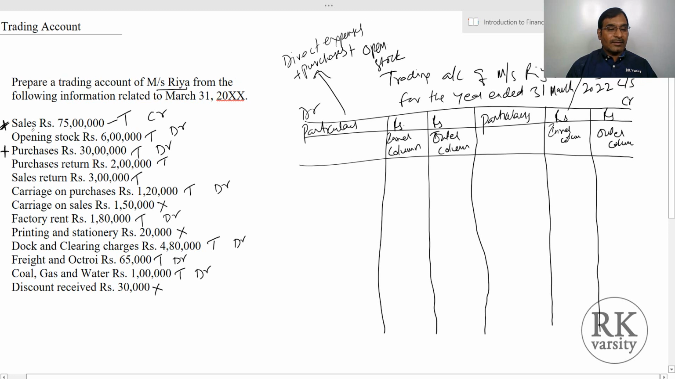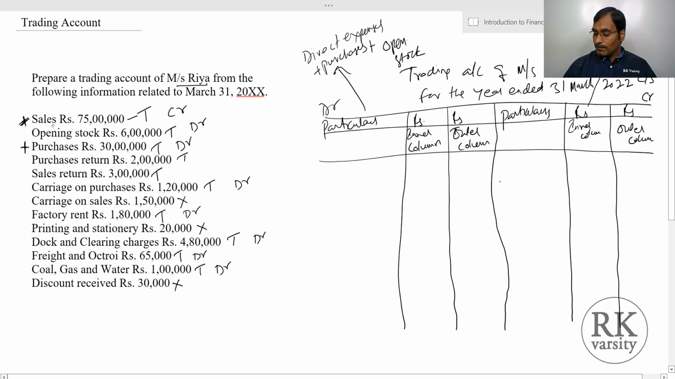So we'll start with our sales. You have sales here, and as sales has an adjustment, we'll write this in the inner column. So 75 lakhs is the sales. Then you have sales returns, so we write less returns, and the returns amount here is 3 lakhs. So 3 lakhs is the sales returns, and your net sales will be 72 lakhs. Then next, what do we have? We have the opening stock.